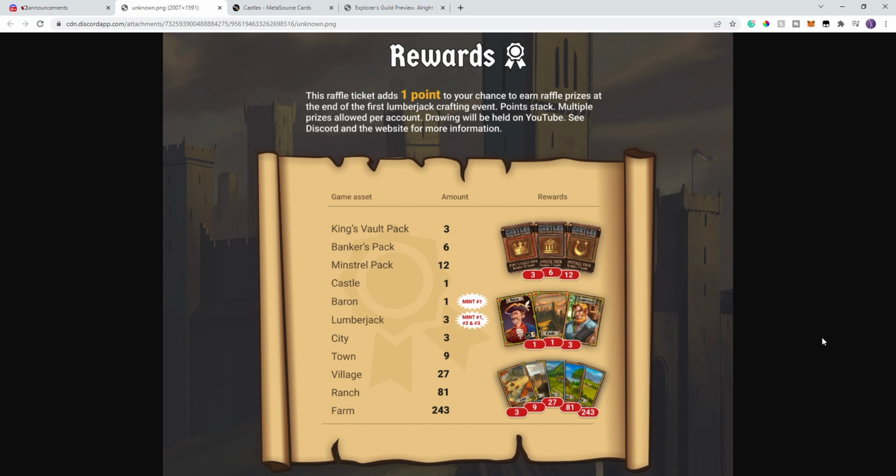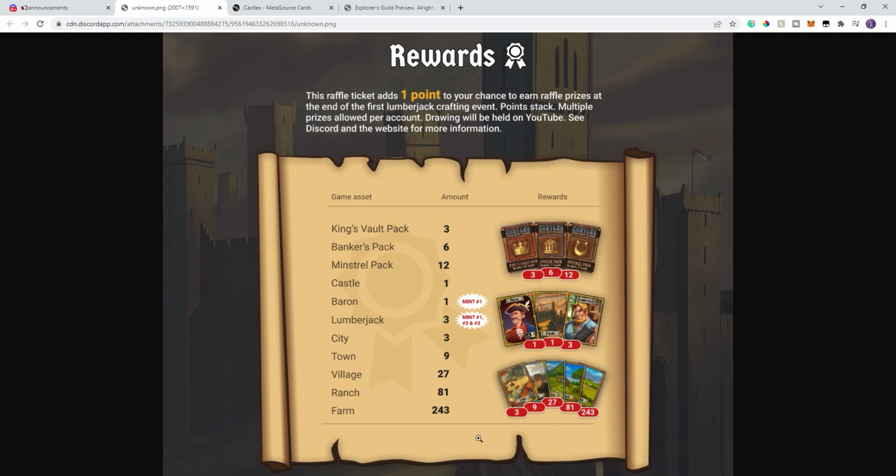So every single time that you craft a Lumberjack, you get a point. So if you craft one Lumberjack, you get one. If you craft 100, you get 100 points. And those points will give you entries into a raffle that allows you to win these awesome prizes. And I'm telling you, these are some crazy prizes.